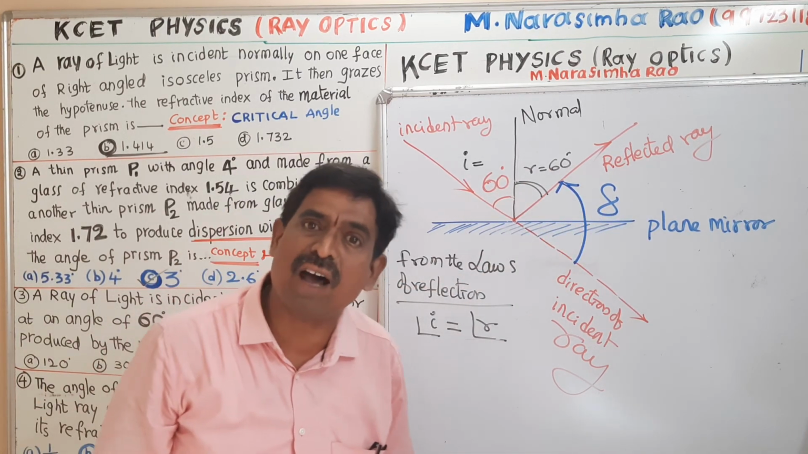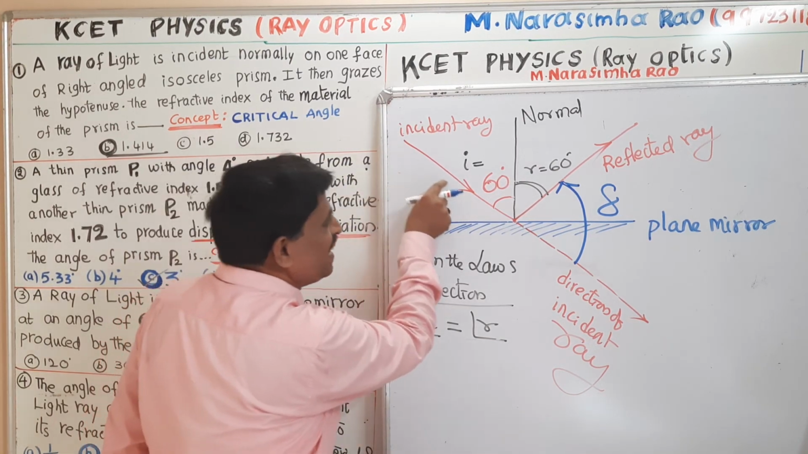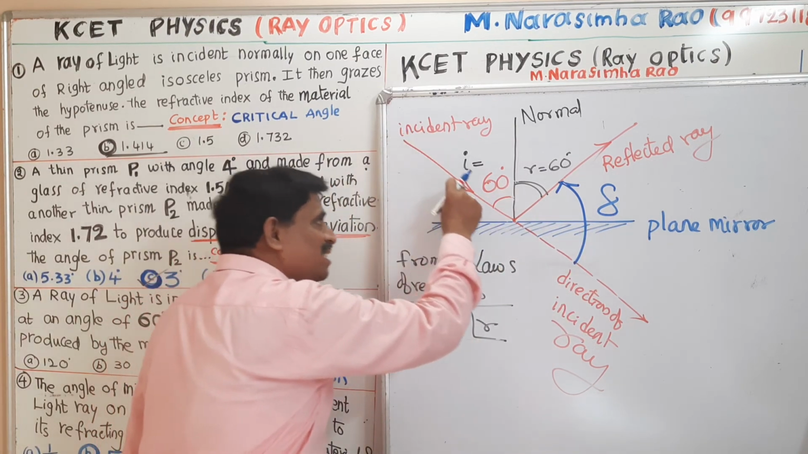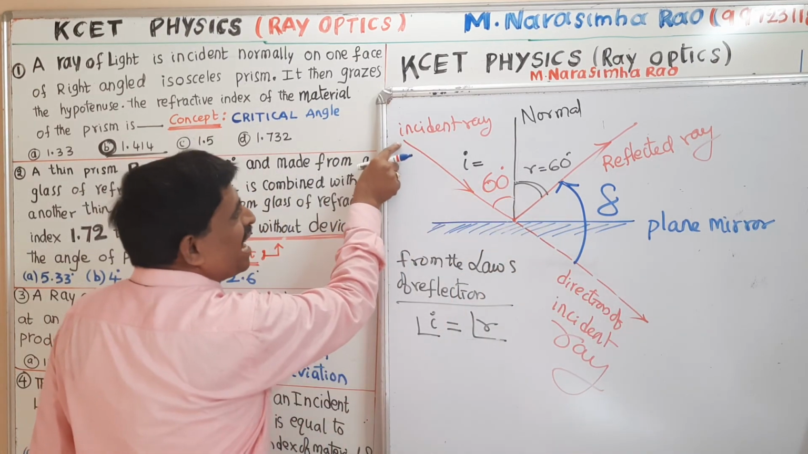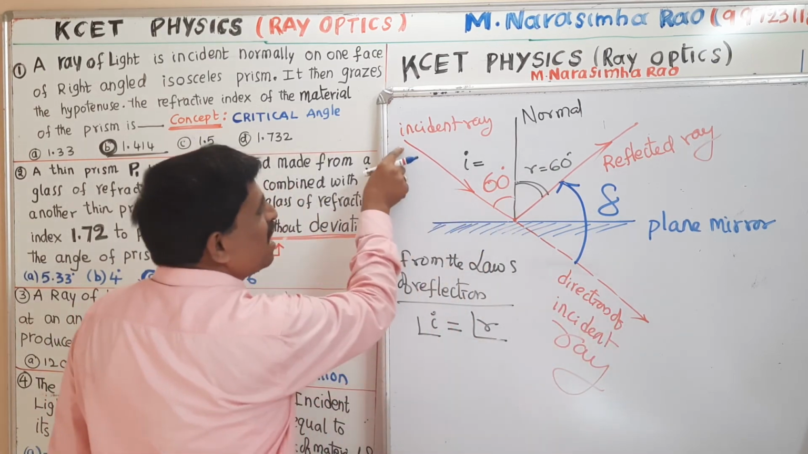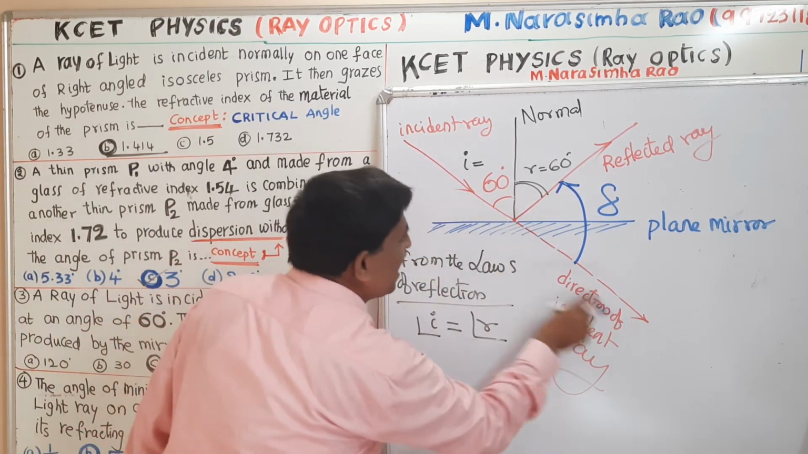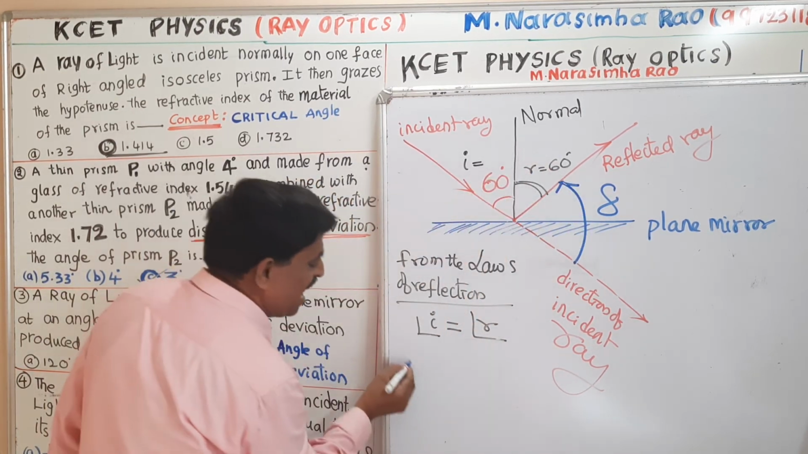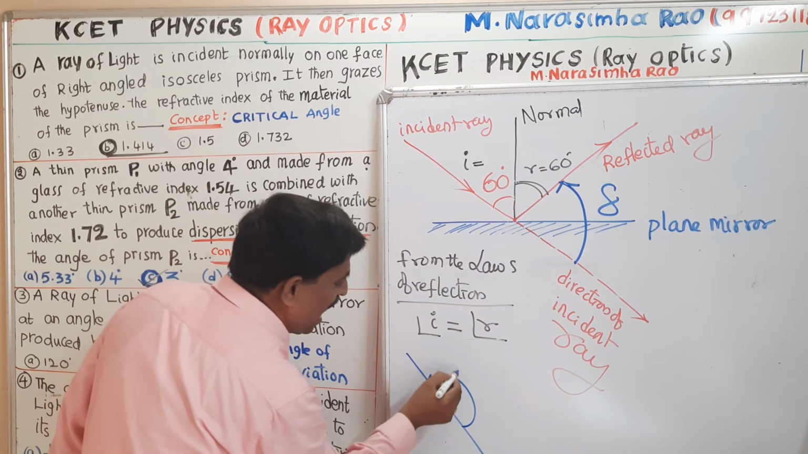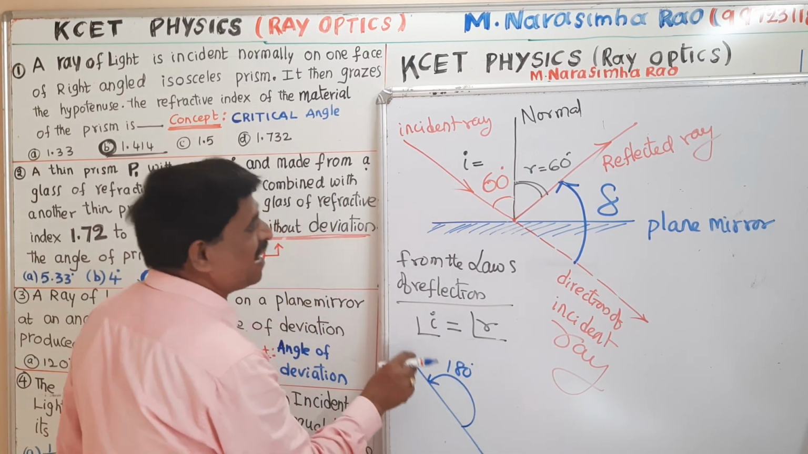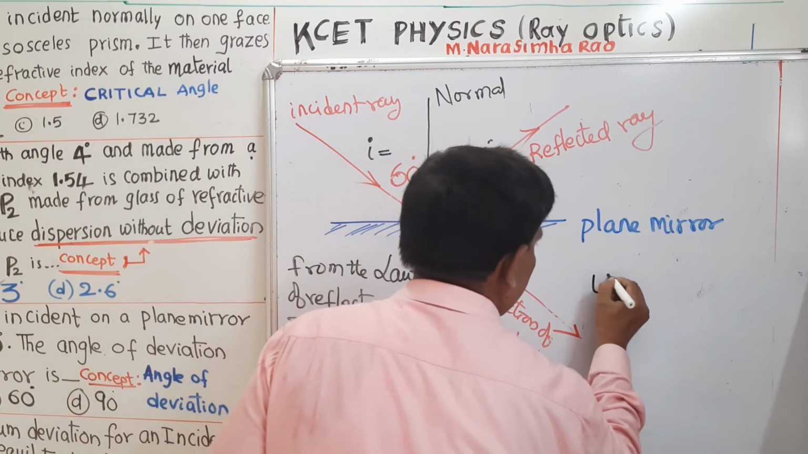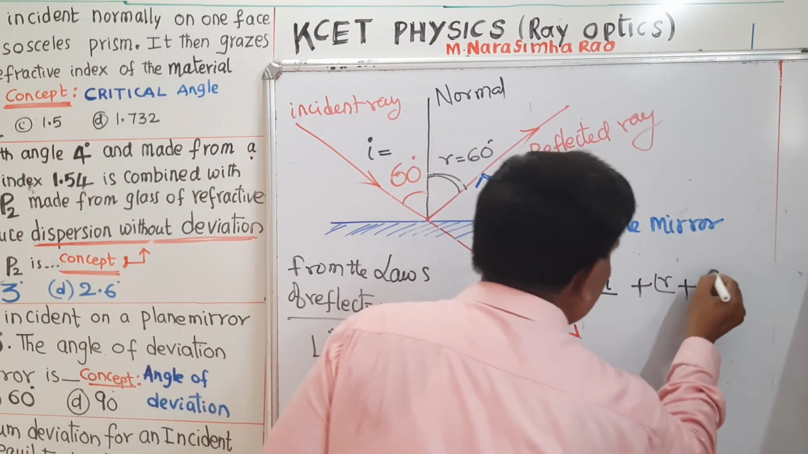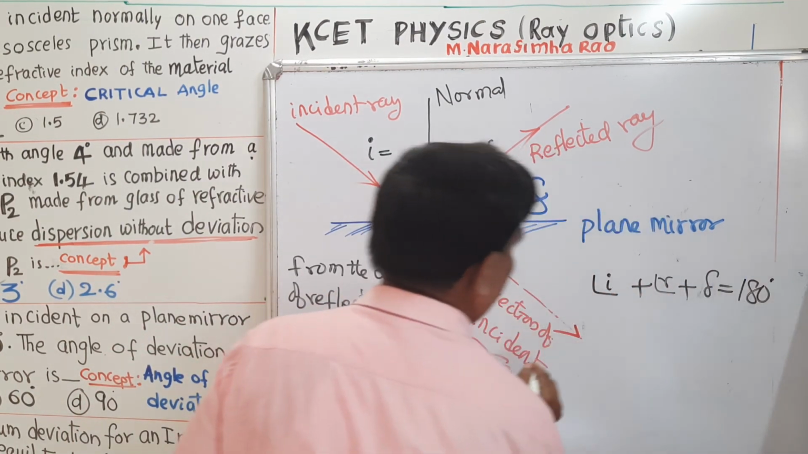Don't memorize any formula by heart. This is the incident light ray. If the mirror was not there, the light ray would travel in a straight line path, in the direction of the incident light ray. Straight line means the total angle must be 180 degrees. Angle I plus angle R plus angle delta is equal to 180 degrees.